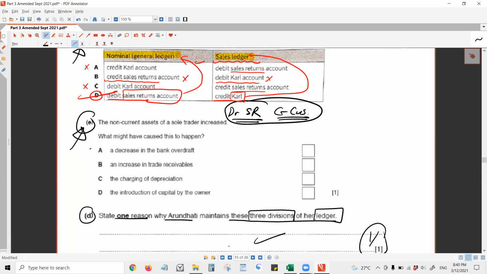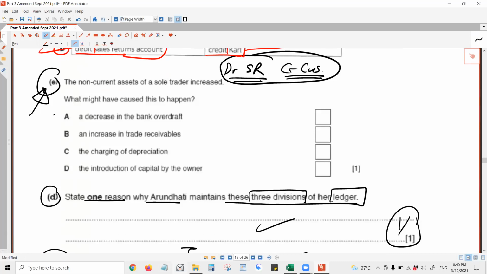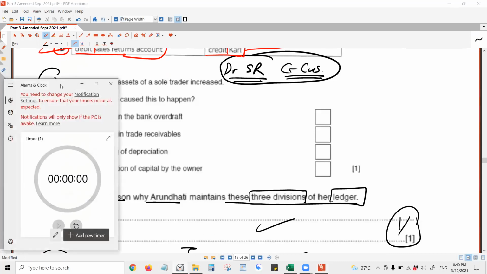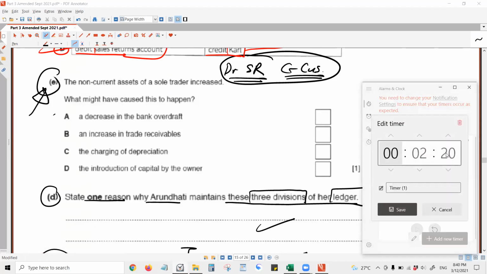Then you tell me A, B, C, or D. Right or wrong doesn't matter as long as you have tried it and you have tried to understand the question. Give you 2 minutes, then I discuss.